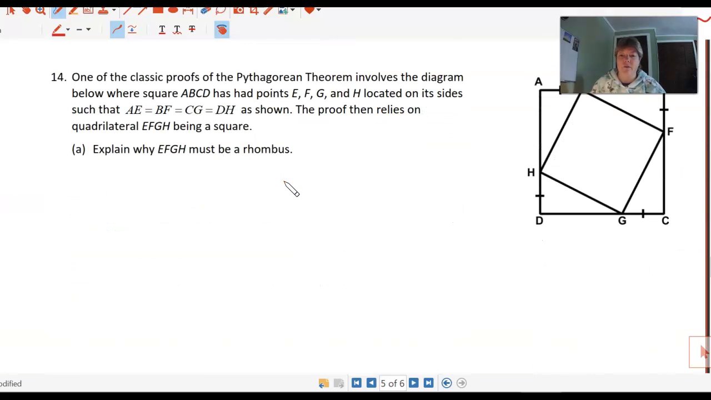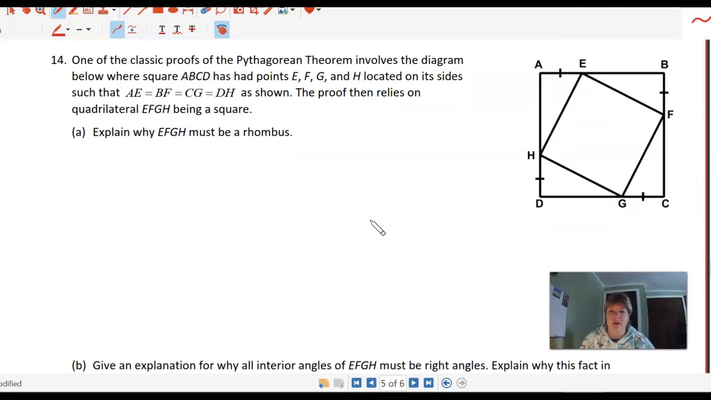All right, and then for 14, we need to explain why this figure must be a rhombus. So we're starting off with EFGH is a square. So I know that these are right angles here, here. So it has all 4 right angles. All 4 sides are congruent. And we're given that these segments as marked on the picture are congruent.